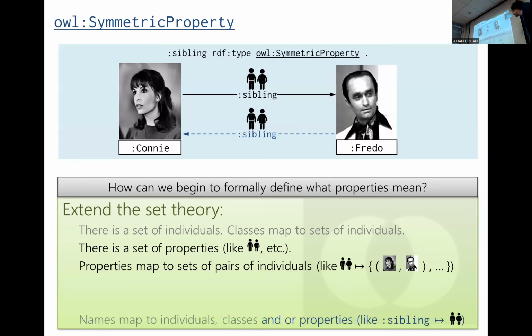So names map to individuals, classes, and or properties. So as before, now we have a new type of thing. We can have a name for a relation or a name for a property. So we have names for classes, names for properties, names for relations, names for individuals. Yeah.